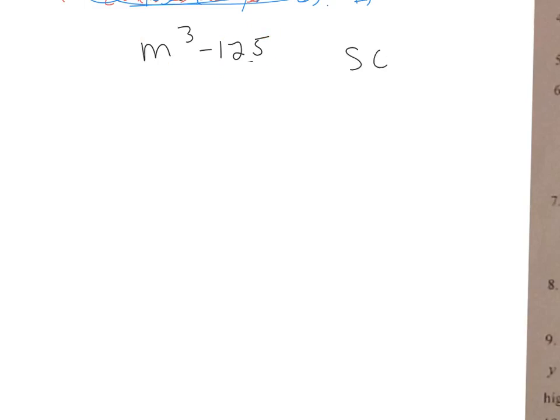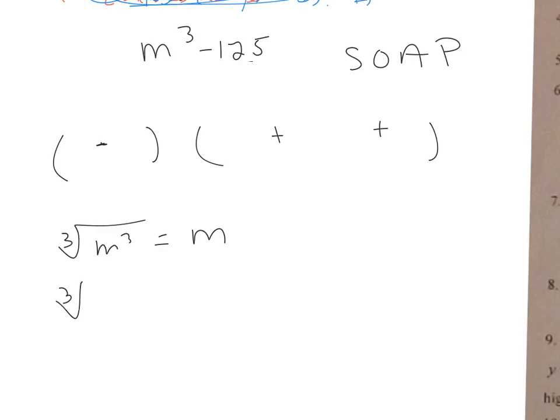So remember we did SOAP? That's what I want to think of. Set up your 2 parentheses. I get the same sign, which is negative, opposite sign positive, and always positive at the end. What is the cube root of m to the third? That is m. And the cube root of 125 is equal to 5. So remember, inside your parentheses, this is a, b, this is a squared. Down here is b squared, and in the middle is a times b. This would be your a, this would be your b. So it's m minus 5.